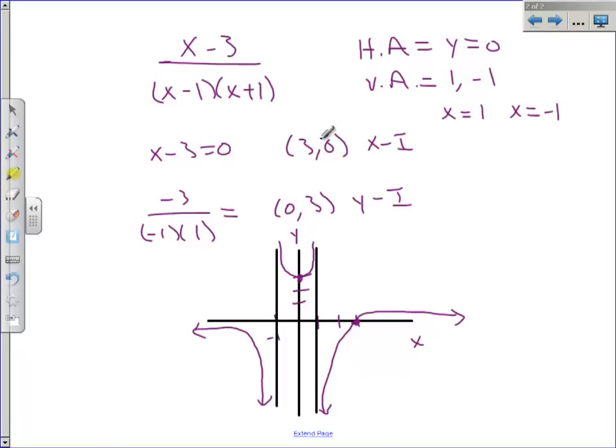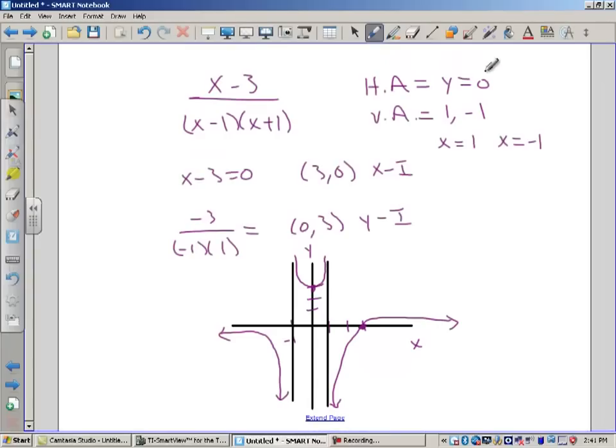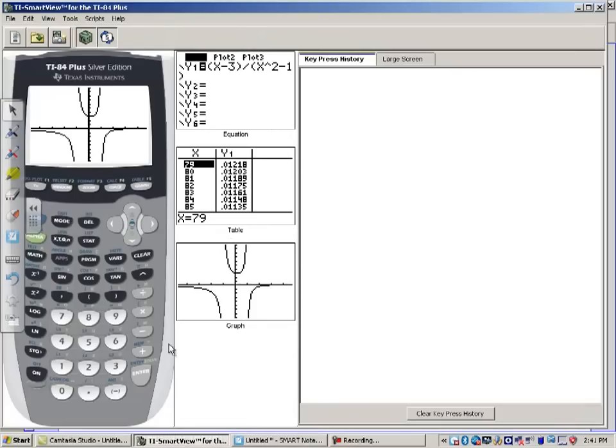Now I've got this graphed on the graphing calculator. Let's see how that looks. And there you have it. That's exactly what we have.